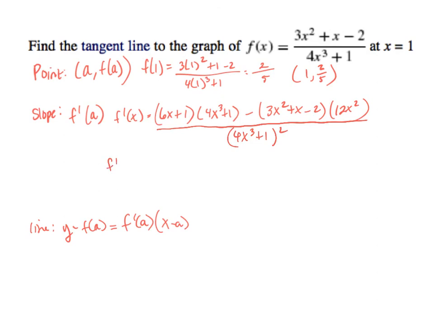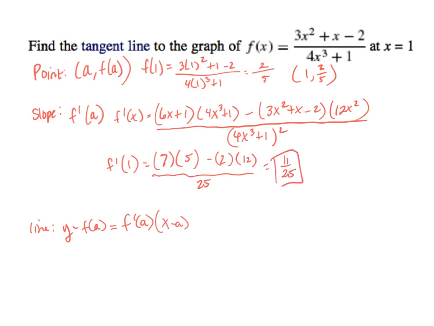Okay. Now f prime at 1. So 6 times 1 plus 1 is going to be 7. 4 plus 1 will be 5. 3x squared plus x minus 2. We've already done that before, if you remember, in the original, because that's just f original. That gives us a 2. g prime will give us a 12 over g squared. That's the denominator from the original, so 5 squared, or 25. So 35 minus 24 gives us 11/25. That is the slope of the tangent line.